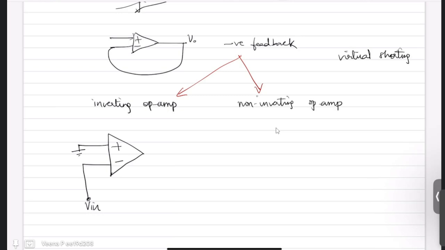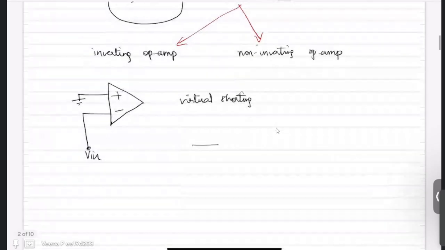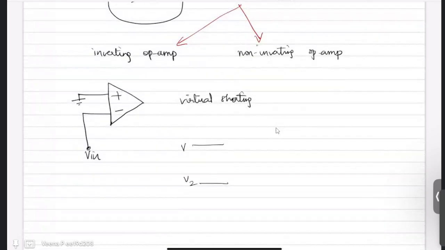Now, virtual shorting is nothing but, you already learned that for an op-amp, your input resistance is very high. So ideally it is infinity, but it is very high such that almost no current flows through this circuit. So the current flowing through this is 0 ampere. If you have current through a circuit as 0 ampere, that means the potential difference in that circuit is 0. That means whatever is V1, the same is V2.